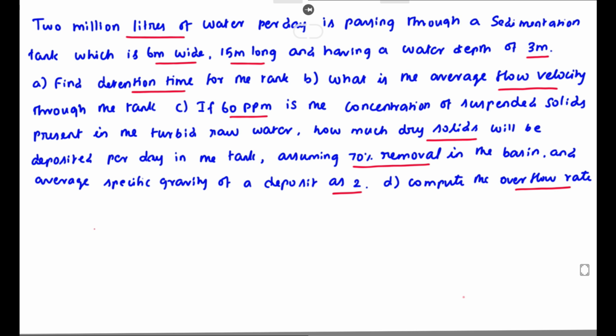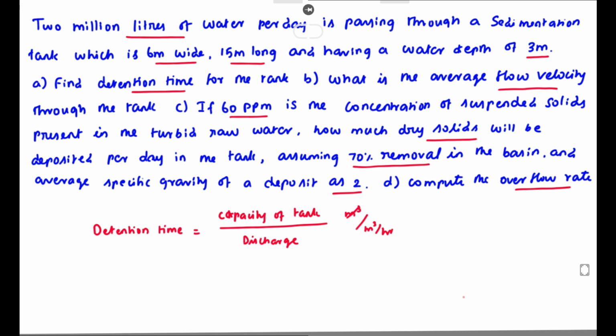First, we have to find out the detention time. The detention time is how much time is required to treat the water, that is, the water stored in the sedimentation tank. So it is the capacity of the tank divided by the discharge. The capacity is in meter cube and the discharge in meter cube per hour, so the meter cube will be cancelled and the hour is the only time unit.